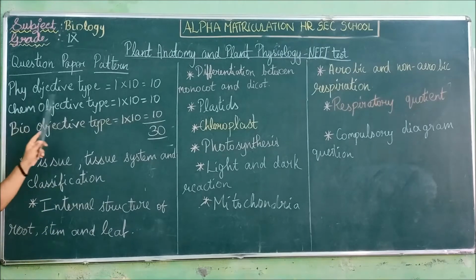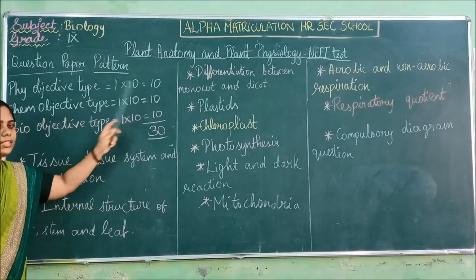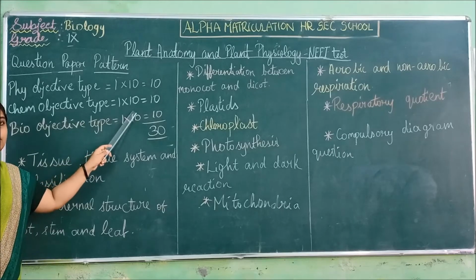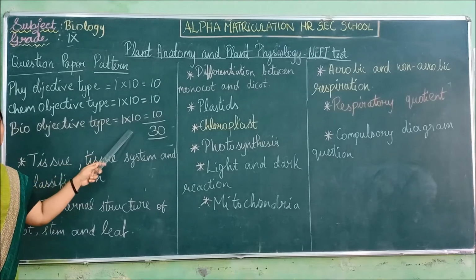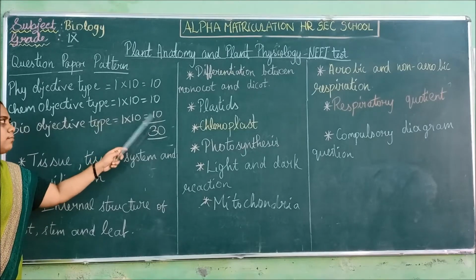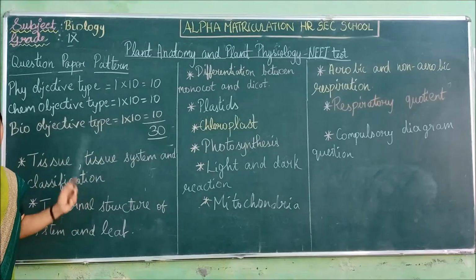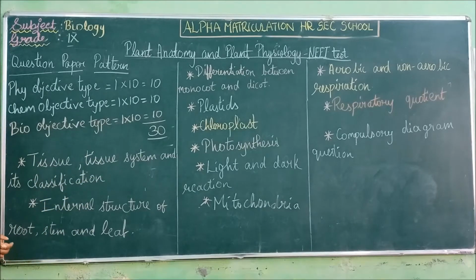In physics, you will be writing 10 one-word objective type questions for 10 marks. In chemistry, 10 objective type questions, 10 marks. And biology also, you will be writing 10 objective types, 10 marks. So totally 30 marks. This is the pattern of the science NEET test that you are going to write today. Let me revise all the topics now.